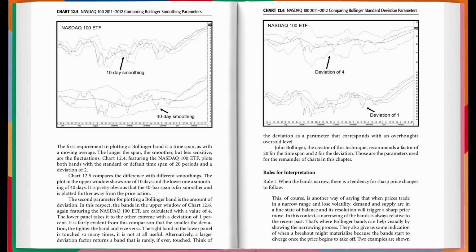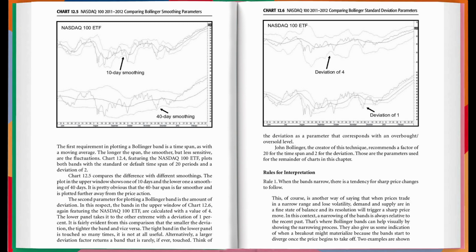Rules for interpretation. Rule 1. When the bands narrow, there is a tendency for sharp price changes to follow. This, of course, is another way of saying that when prices trade in a narrow range and lose volatility, demand and supply are in a fine state of balance and its resolution will trigger a sharp price move.